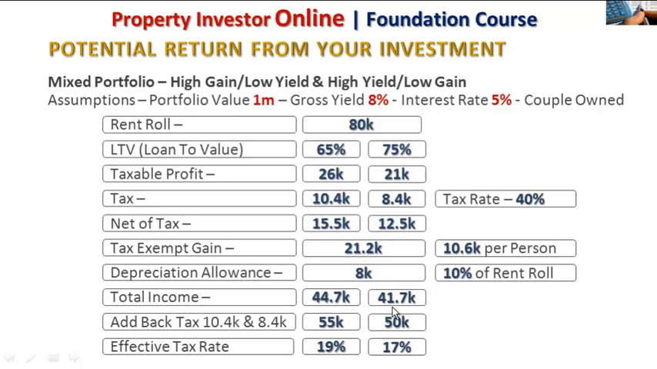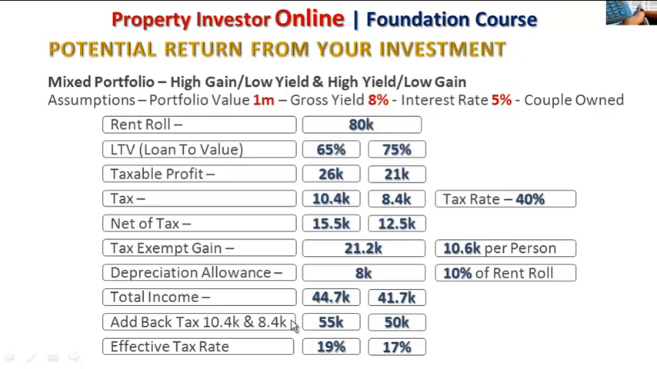These figures are arrived at by taking the net of tax position of 15.5 and 12.5, adding to those figures 21.2, the tax-exempt gain, and adding the depreciation allowance. To work out the effective tax rate of 19% and 17%, which are low as you can see, you need to add to the total income the tax paid. So £44,700, with £10,400 added, becomes £55,000. And £41,700 plus £8,400 becomes £50,000.